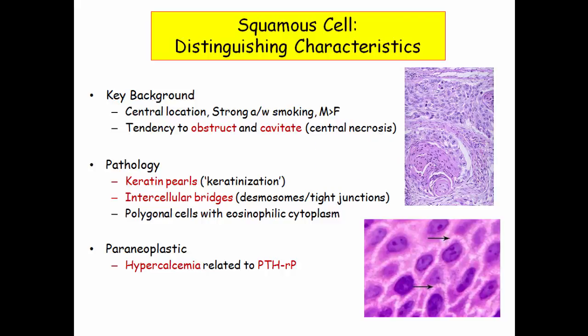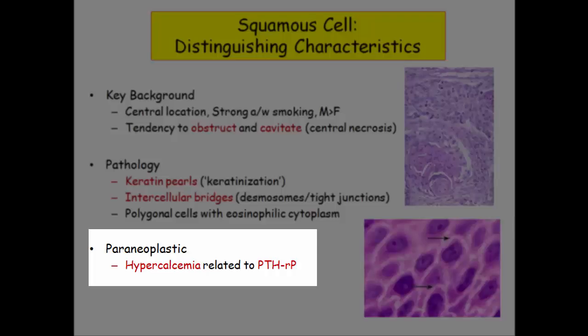Squamous cell cancer is also described with intercellular bridges, which are simply desmosomes or tight junctions that appear as refractile striations. The cells themselves are described as polygonal with eosinophilic cytoplasm. As for the paraneoplastic syndrome, hypercalcemia is the major player. It is not enough, however, to know that hypercalcemia is associated with squamous cell. Please note the mechanism. As we will review in endocrine, there are multiple causes for hypercalcemia, and even within the neoplastic etiologies, there are multiple mechanisms. So do be aware that squamous cell carcinoma is associated with production of parathyroid-related protein.